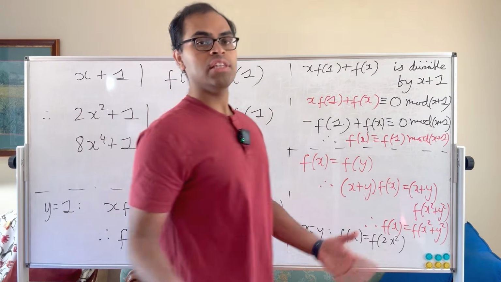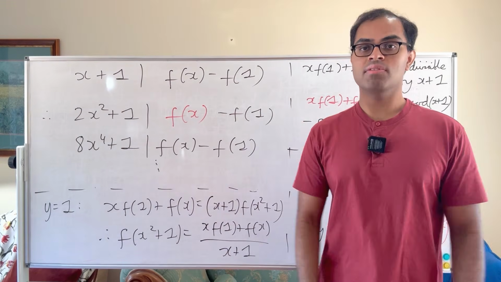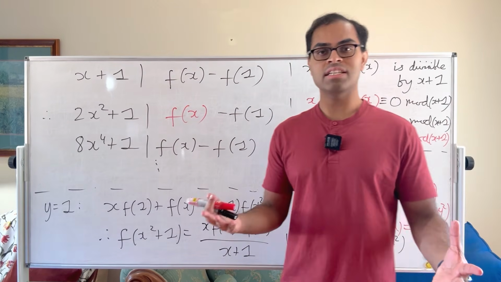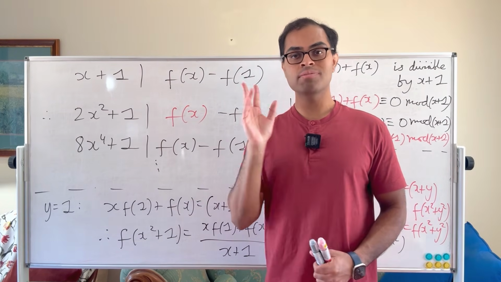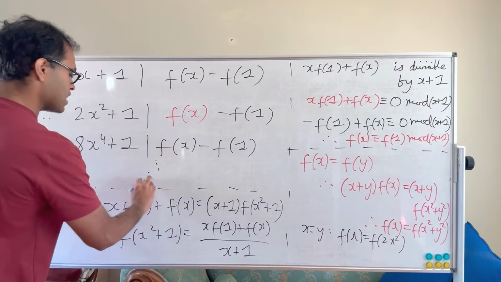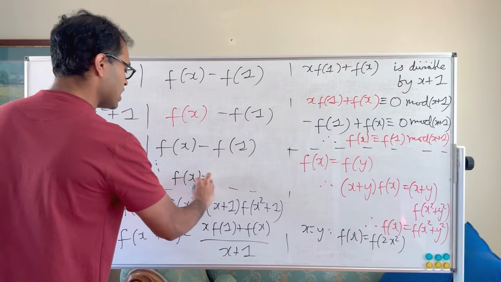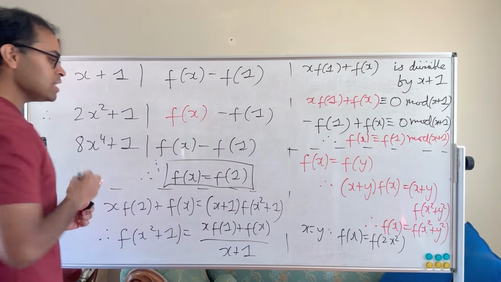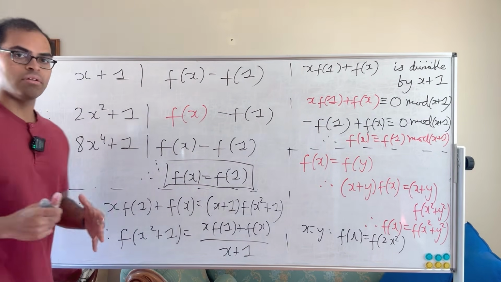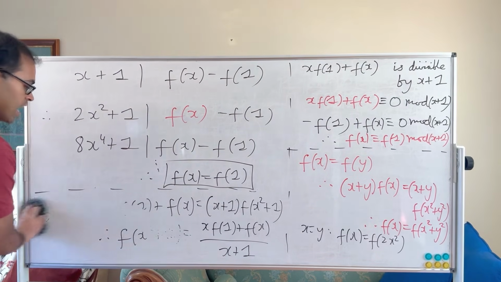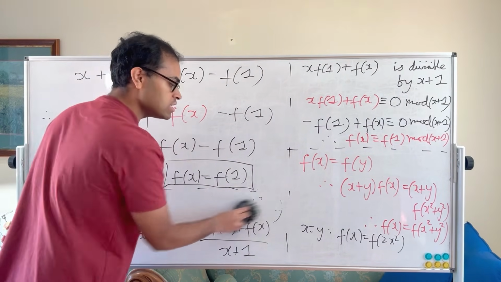What positive integer is divisible by infinitely many other positive integers? None. What integer is divisible? The only possibility is 0. So that means f of x minus f of 1 has to be 0. So f of x is equal to f of 1, and that is true for all x. That is independent of whatever x is, f of x has to equal f of 1. So therefore, that implies that f is a constant function.